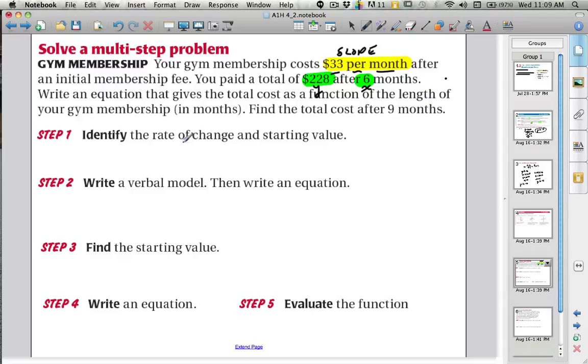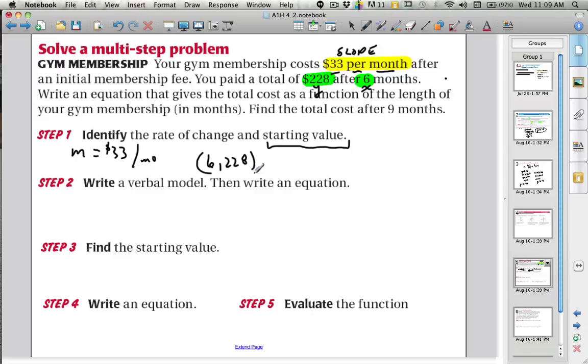Okay, so first, identify the rate of change and the starting value. I haven't been able to find the starting value, but I know that my slope is $33 per month. Find the starting value. So that's what I'm going to have to do. But I do know that I have an ordered pair, (6, 228), from this information here. I could write a verbal model and then write an equation. I'm just going to go straight to writing an equation because we've done this before.